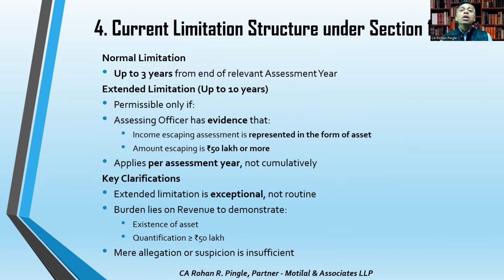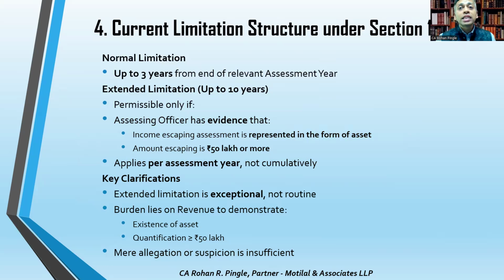Let's understand the current limitation structure under Section 149. Normal limitation is up to 3 years from the end of the relevant assessment year. Extended limitation up to 10 years is permissible only if the assessing officer has evidence that income escaping assessment is represented in the form of an asset and the amount escaping is rupees 50 lakh or more. This applies per assessment year and not cumulatively. Key clarification: extended limitation is exceptional, not routine. The burden lies on the revenue to demonstrate the existence of the asset and quantification of more than or equal to 50 lakh. Mere allegation or suspicion is insufficient.